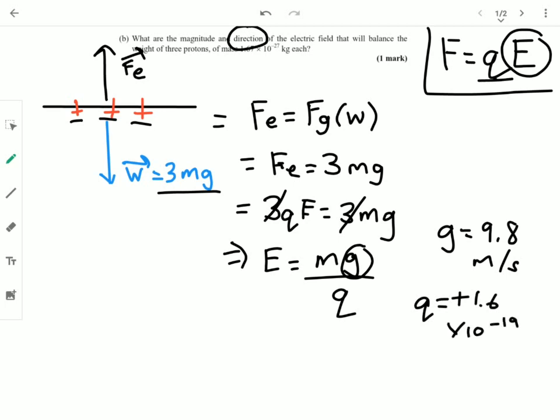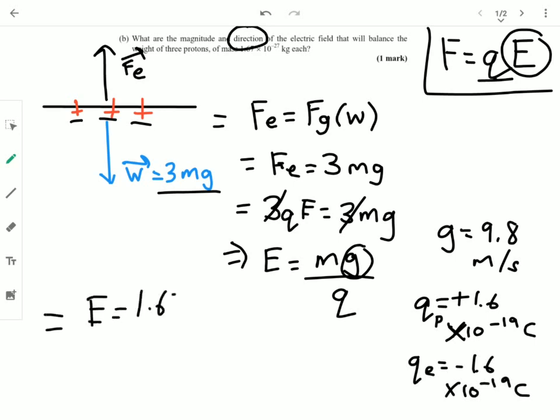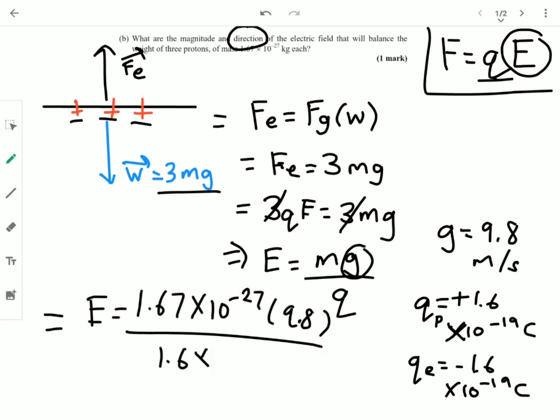It's a constant. And the charge of an electron, so let me call this Q proton, Q electron is equal to the same thing, minus 1.6 times 10 to the power of minus 19 coulombs. Substituting in the equation, E equals, the mass is 1.67 times 10 to the minus 27 times 9.8 over 1.6 times 10 to the power of minus 19 coulombs, and we should get E equals 1.02 times 10 to the power of minus 7 newtons per coulomb. That's the unit for the electric field.